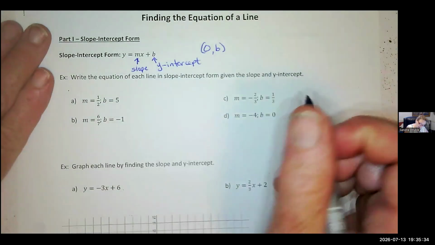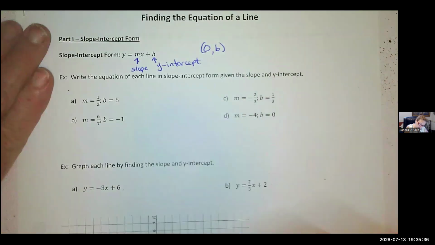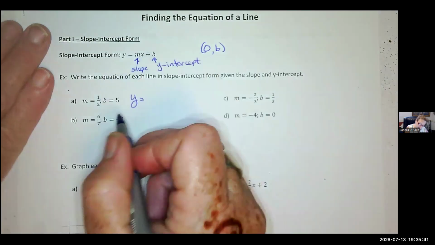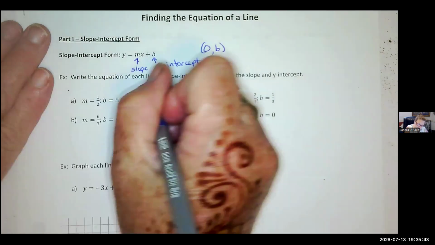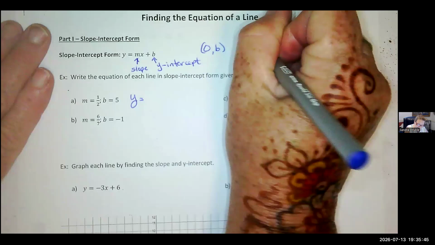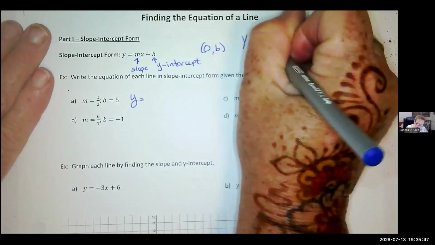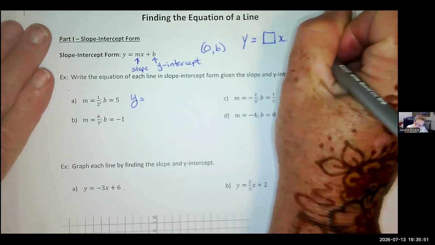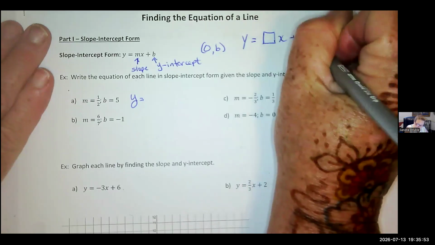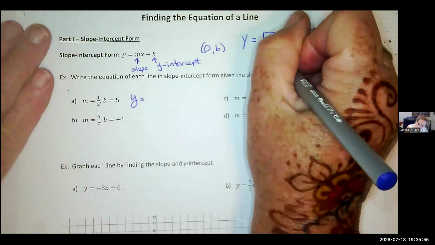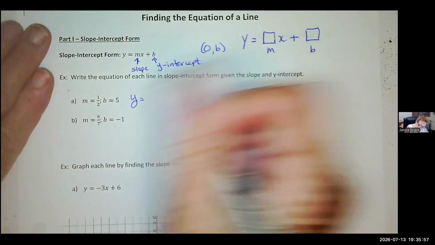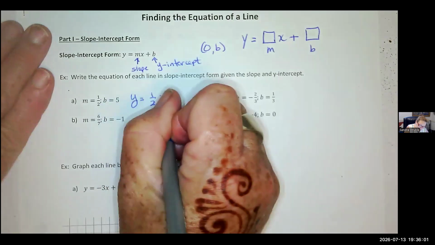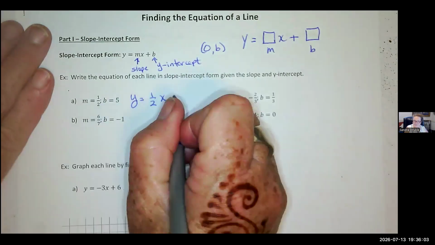So for now, let's just start with y equals, and we need m, which is 1/2. So I'm going to do it like this. Y equals, that's where the m is, x, and then it could be a plus or minus. I'm going to put a plus, and then we're going to have our b. So our m goes here, our b goes here. So m is 1/2 x, and then it's positive 5, so plus 5. That's my answer for A.